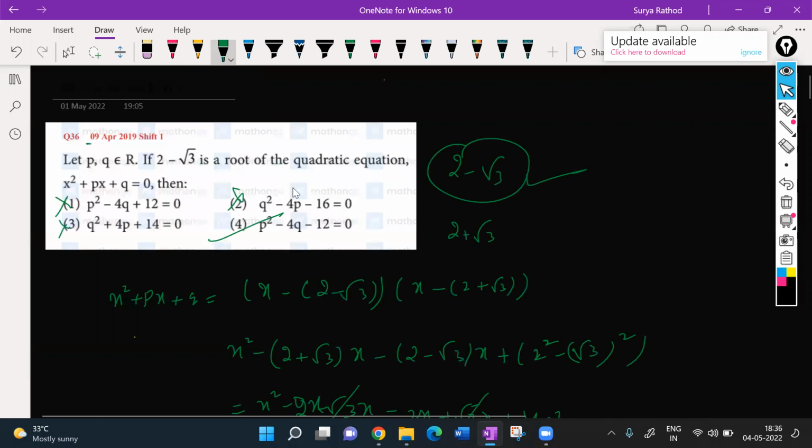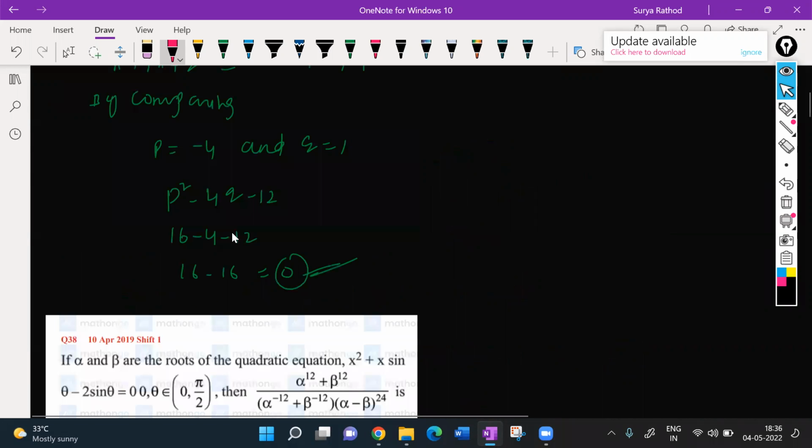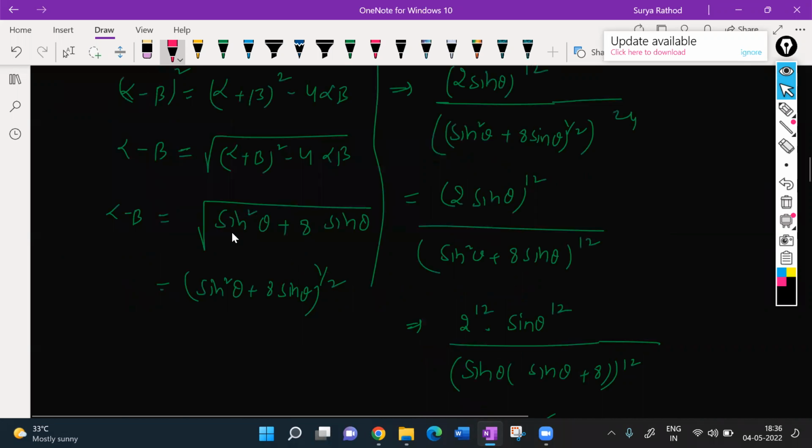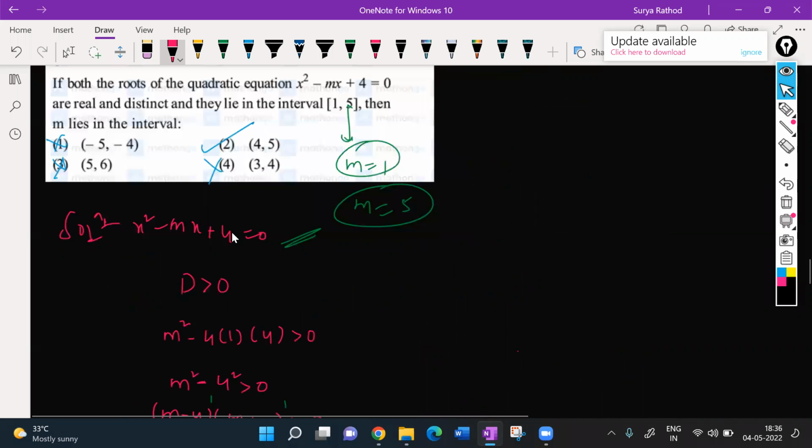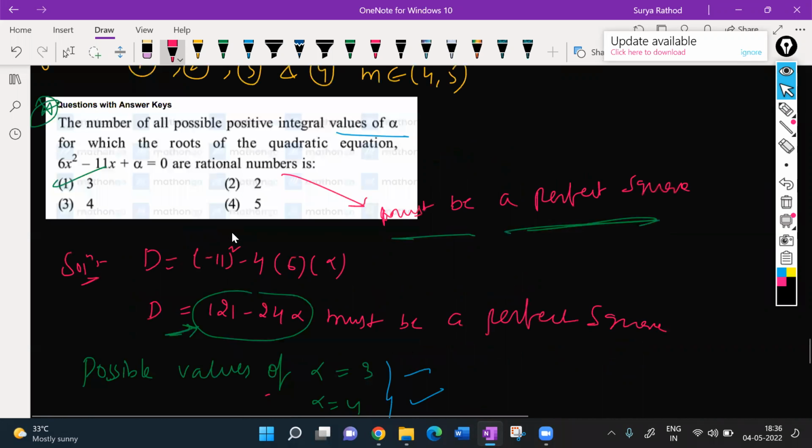This is the 936th question, the 9th April 2019 shift 1 JEE Mains question. I taught your seniors this. P, Q are the roots, P, Q belong to real numbers. If this is the root of the quadratic equation, then which of the following equations is going to be satisfied? I'll show you related questions. I'm not going to solve that now. Look at these questions. I'll show you different questions we have solved based on the questions which we have solved here.